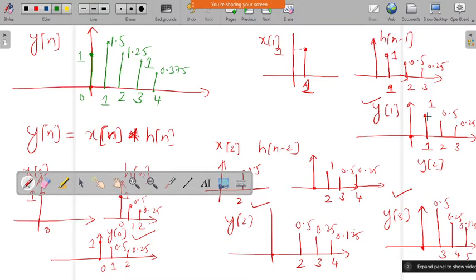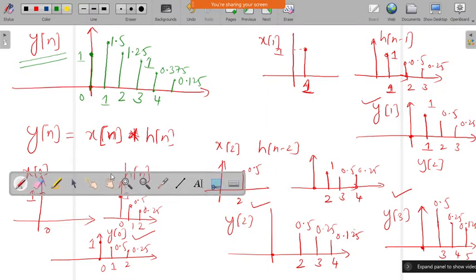And at 5, there is no sample of y of 1, y of 2 and y of 0. We only have the sample of y of 3. So that is 0.125 at 5. So now this is the actual convolution sum of this sequence. Understood? Any doubt in this? Hello? No doubt, sir. Okay. Understood.